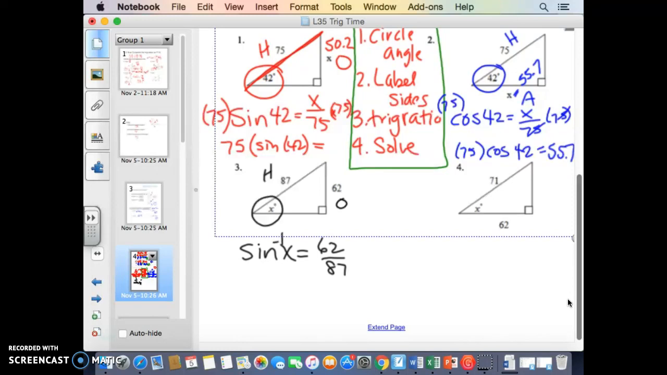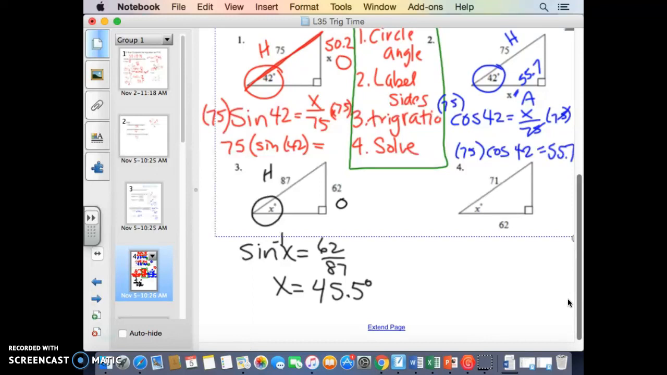Because I'm looking for an angle, I have to do second sin. 62 divided by 87, close parentheses, and hit enter. And this is an angle measure, so x is going to equal 45.5 degrees. So this is almost a 45, 45, 90, that special relationship we learned about.